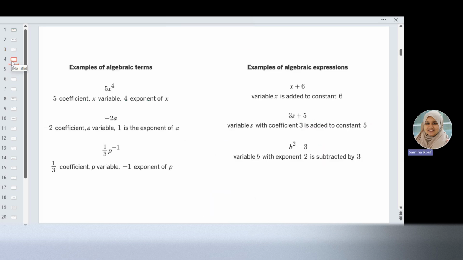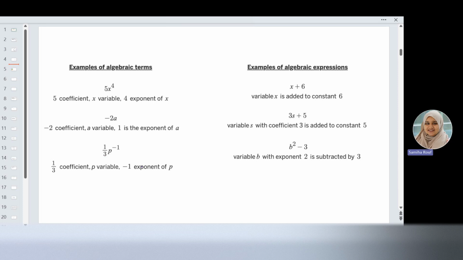Now here are a few more examples of terms and constants. Here we have 5x to the power of 4. The 5 is the coefficient, x is the variable, and the exponent of x is 4. Next, we have negative 2a. In this case, the variable is a, and notice there's no exponent here, hence its exponent is 1. The coefficient is negative 2. Finally, we have 1/3 p to the negative 1. So p is our variable, negative 1 is the exponent, and 1/3 is our coefficient.